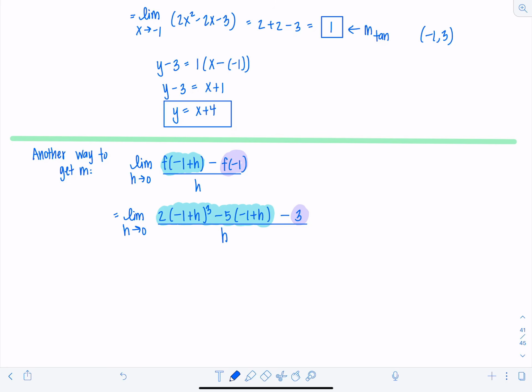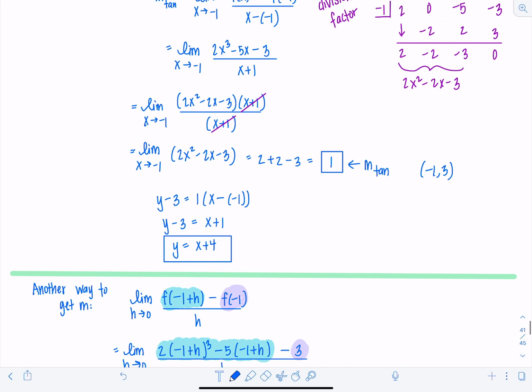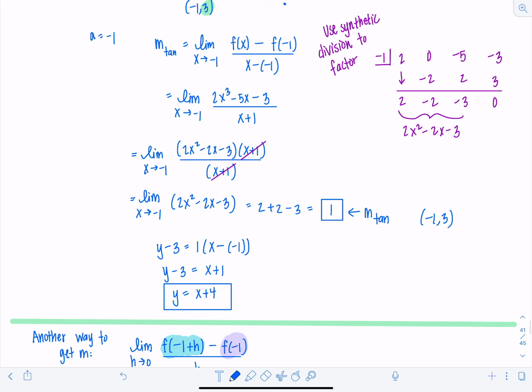So in order to evaluate this limit, you wouldn't have to do any factoring, but notice you would have to do quite a bit of multiplying. You'd have to take negative 1 plus h and cube it. Whereas when you use the formula f of x minus f of a over x minus a, that's typically going to require you to do some sort of factoring.